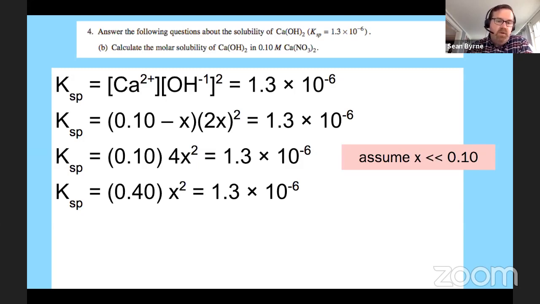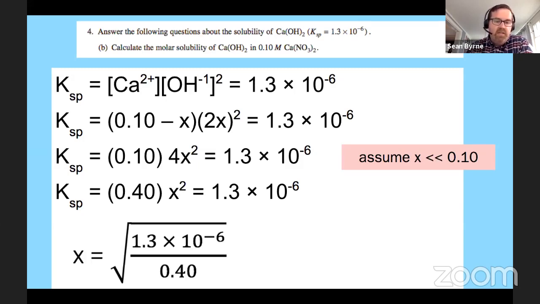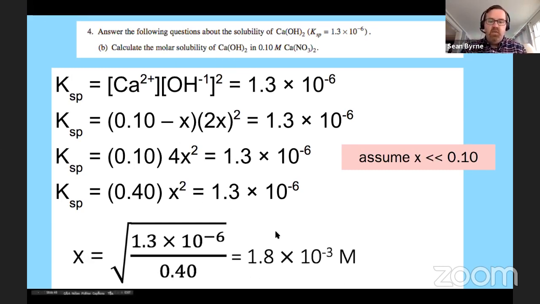0.1 times 4 is 0.4, and then our x squared is equal to 1.3 times 10 to the minus 6 divided by 0.4, and then we'll take the square root of that whole thing, and we'll get 1.8 times 10 to the minus third as our concentration, or as our solubility. And because x is the concentration of calcium, and it's the concentration of calcium hydroxide, we can say that this is our molar solubility of calcium hydroxide.